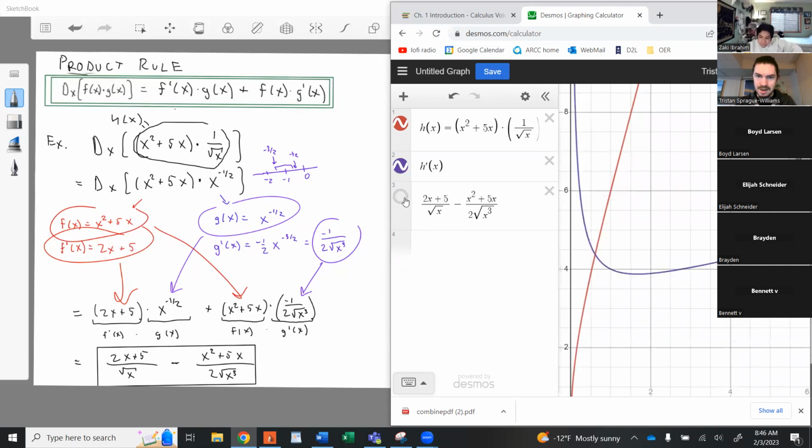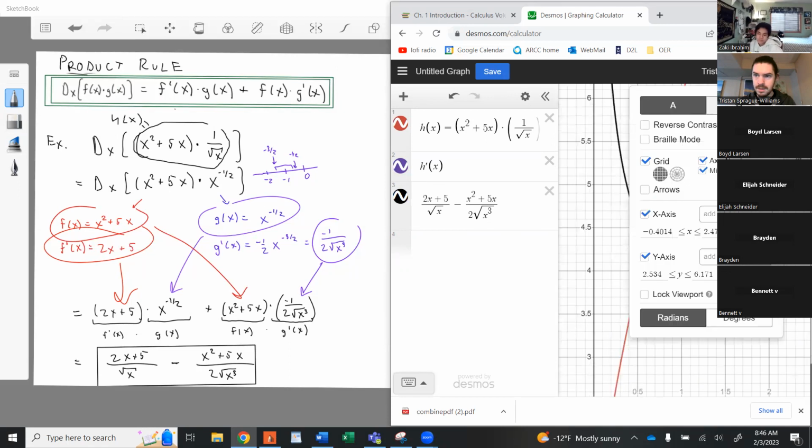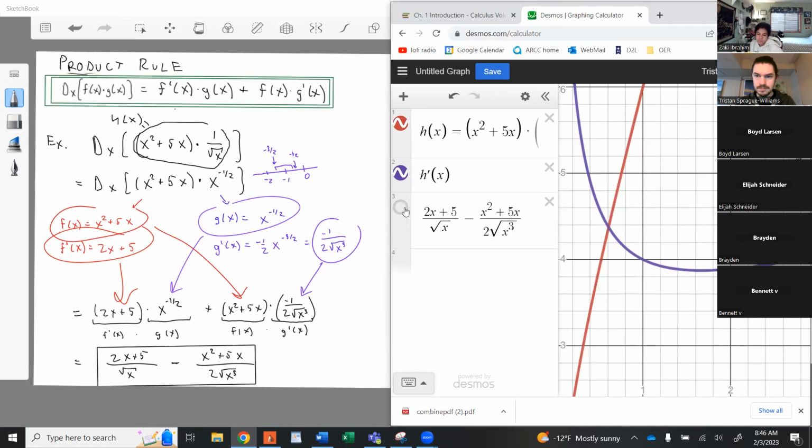The black and the purple are the same. So that's how I recommend checking if it's during a quiz or something. And practice doing it this way because that's available.